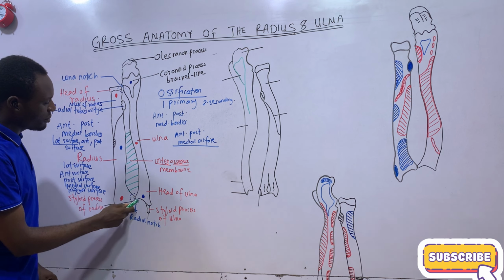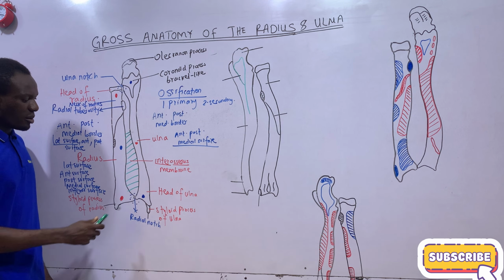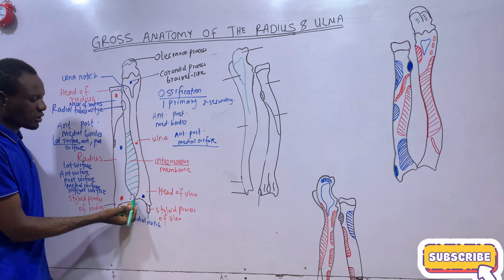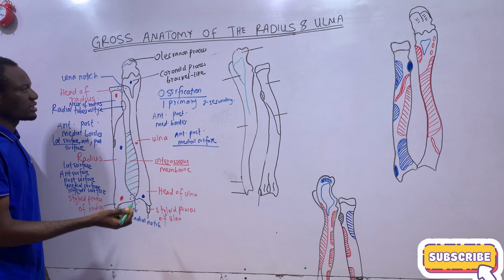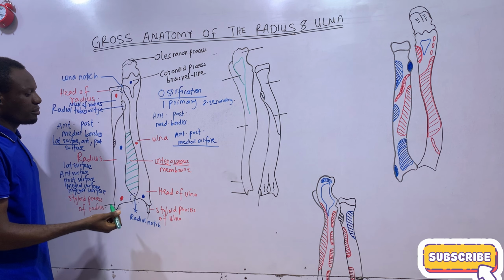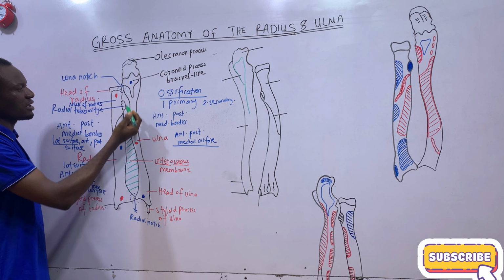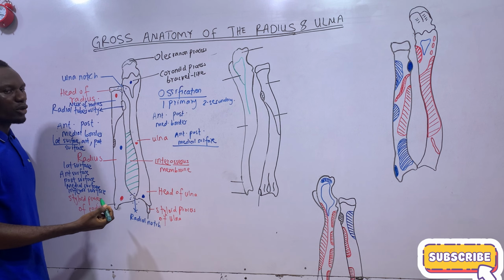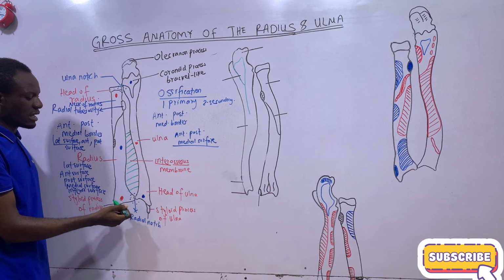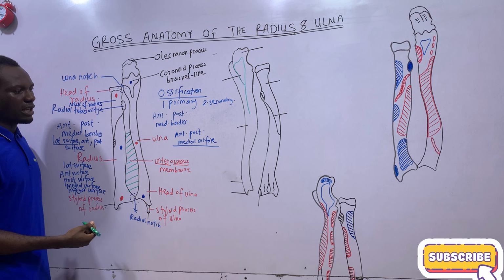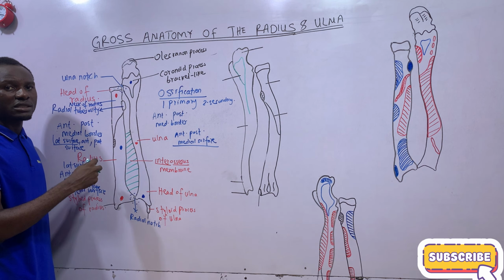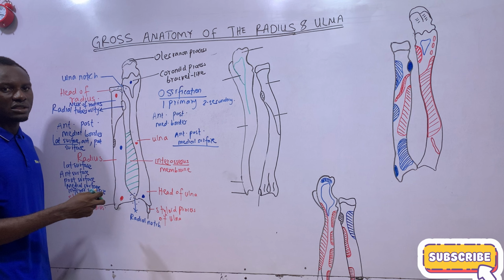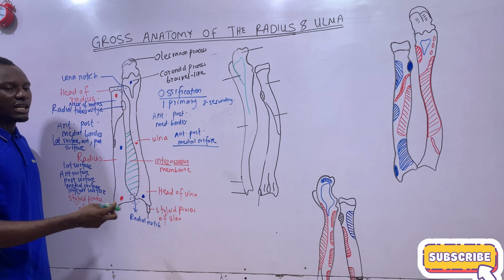Alright, so both bones have styloid processes, both bones possess notches. This is the notch of the radius, and this is the notch of the ulna. Both bones possess head. Both bones also possess shafts, and both bones possess upper end and lower end. These are the various similarities you must know. Both bones ossify from one primary ossification center each, and two secondary ossification centers each for the upper end and for the lower end.